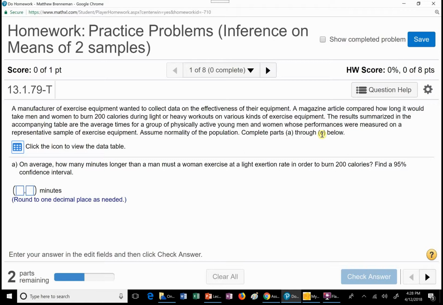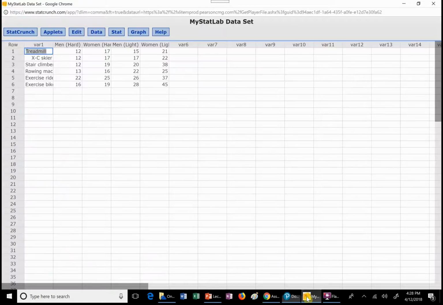The data set kind of tells you, right? If you look at the data set, it shows you that this is going to be a paired T test. Because notice that I'm looking at the same thing. I'm looking at treadmill, under really four different conditions. It's the same thing, but under four different conditions. So it's actually a paired T test.